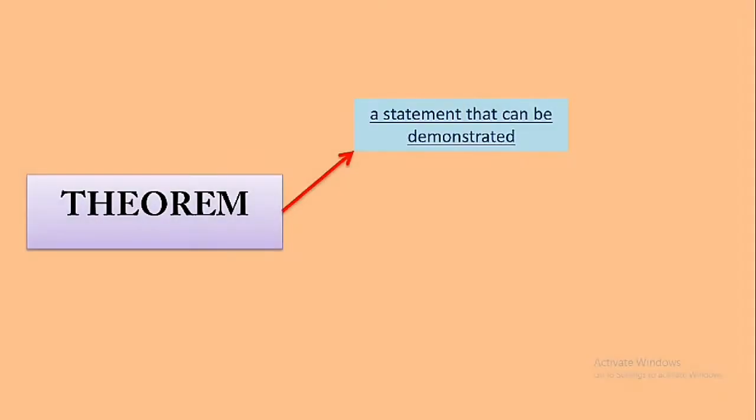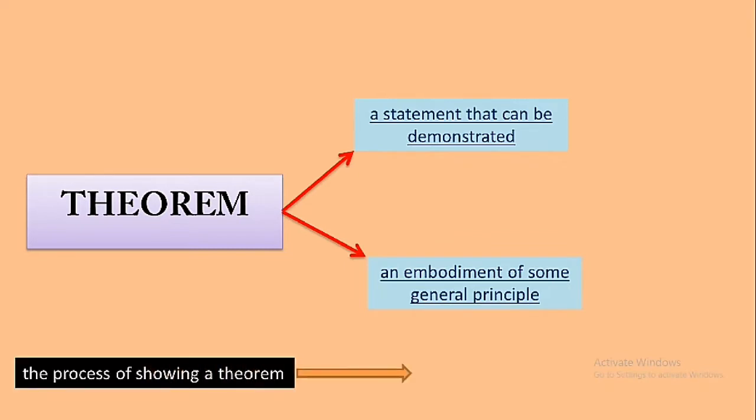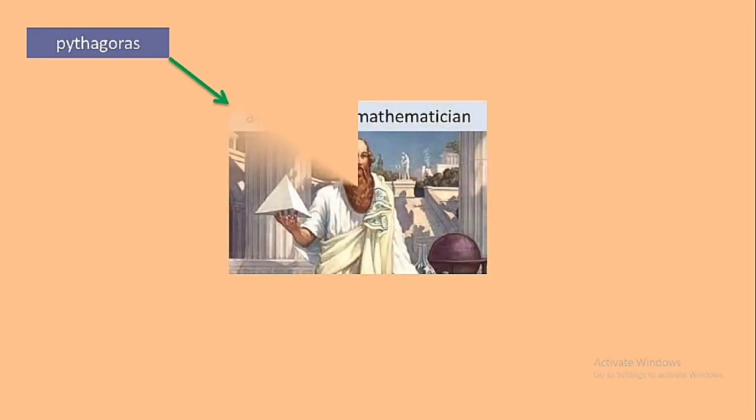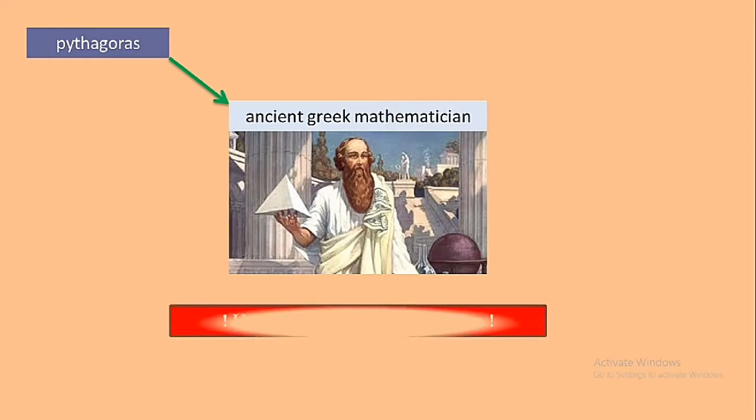First, a theorem is a statement that can be demonstrated to be true by accepted mathematical operations and arguments. In general, a theorem is an embodiment of some general principle that makes it part of a larger theory. The process of showing the theorem to be correct is called a proof. Also, Pythagoras is adapted from the name of the ancient Greek mathematician called Pythagoras. Well, historians aren't completely sure it was actually Pythagoras that proved it.